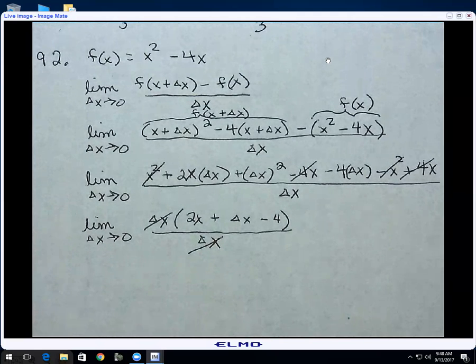Remember, delta x means the difference in two x's. So what this is right now is our difference in two x's is so small that it just almost disappears. We can't say it totally disappears, but that difference is so small it practically disappears. What's left of that expression? 2x minus 4.